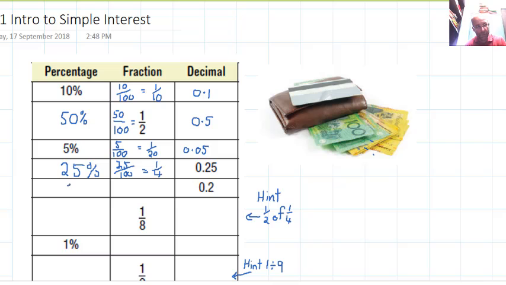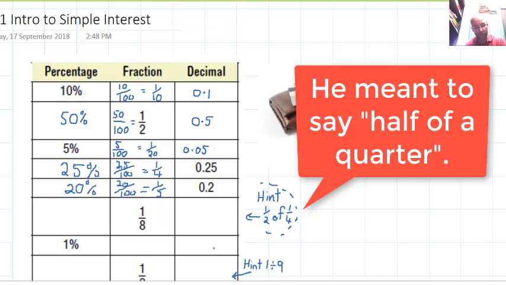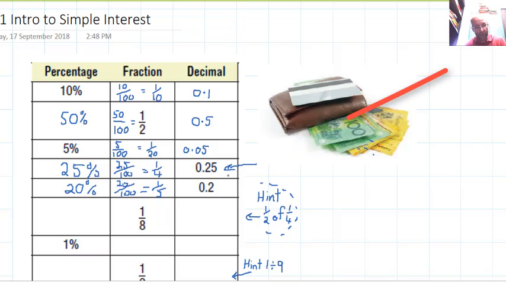0.2 times 100 is 20%, which is 20 on 100, which is 2/10, or even better, 1/5. 1/8 is a hint here, a quarter of a quarter. Well, there's a quarter, that row there. So it's 0.125, because it is half of 25, which is 12.5%.